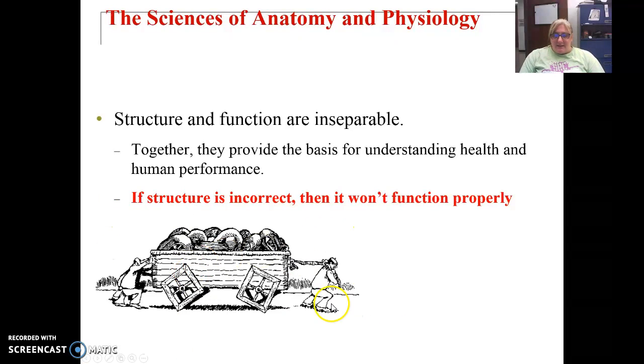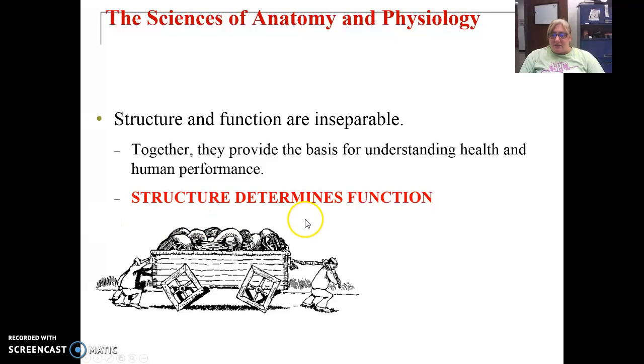And in this little drawing, which I did not draw, you can see the wheels are not structured properly. These wheels are square. It'd be really hard to pull this cart filled with these, it looks like circular or round wheels, on the square-wheeled cart. So if the structure's incorrect, it's not going to function right.